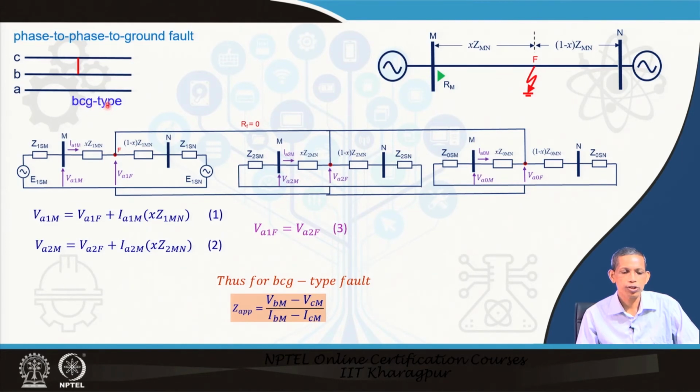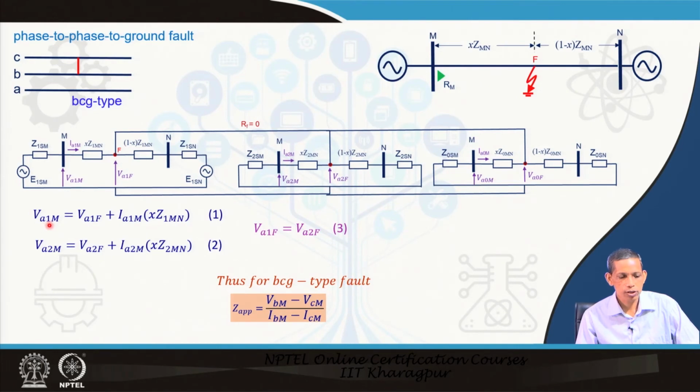Then let us say the fault is BCG type in the same system at F, and in this case the sequence diagram becomes 3 parallel networks, positive, negative and zero. So, we know this, and our measurement bus is at M position as positioned by the relay. For this case again the positive sequence and negative sequence are in parallel, agree. So, therefore, we know that this voltage V A 1 F equals V A 2 F. This we saw in the earlier phase to phase fault also, the same relation, and this was our starting relation.